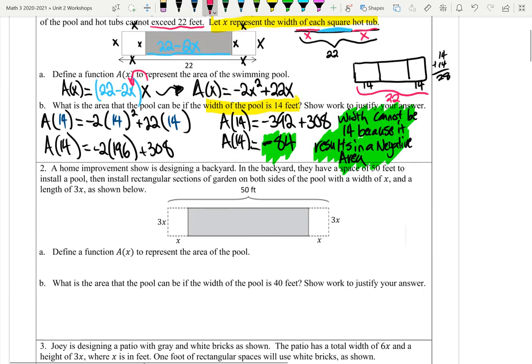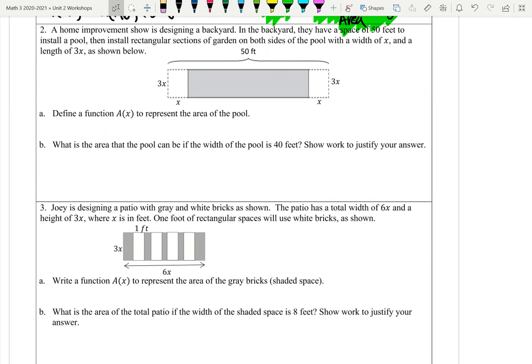Okay, let's repeat. Number 2. A home improvement show is designing a backyard. In the backyard, they have a space of 50 feet to install a pool, and then to install rectangular sections of the garden, which means this is going to be equal to that, and likewise, this is going to be equal to that side, on both sides of the pool with a width of x and a length of 3x. Define the function to represent the area of just the pool.